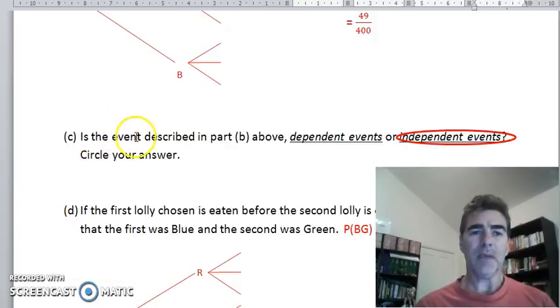Part C, is the event described in Part B above dependent or independent? Was the second lolly being chosen affected by the first one being chosen? Well, no, because the first lolly was put back in, so there was still 40 in there, so this is what we call an independent event. And we had to circle our answer. Well, we used an ellipse instead, not quite a circle.